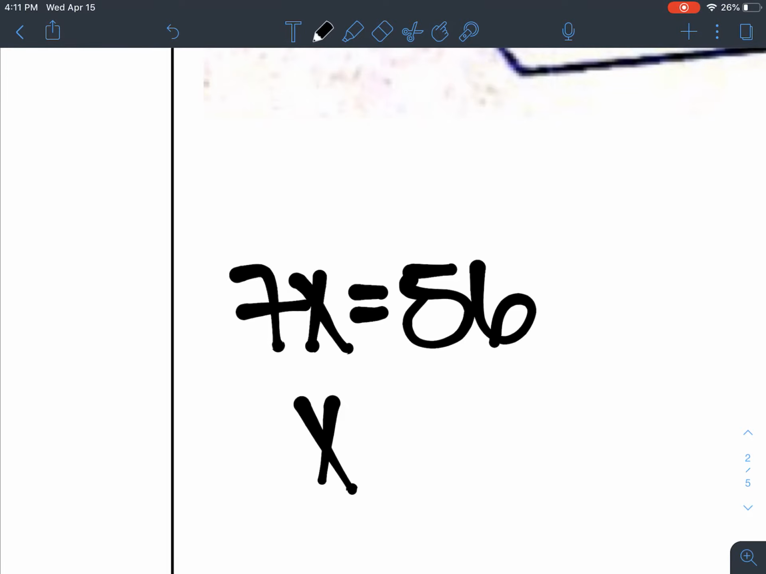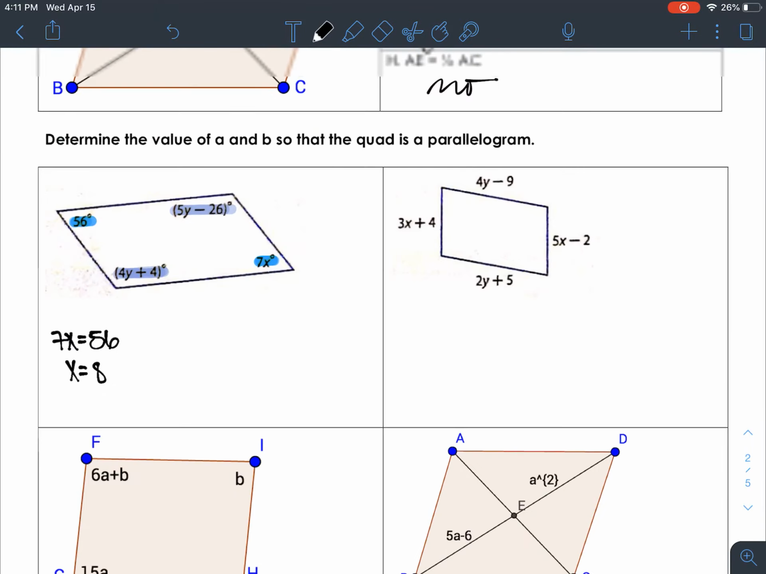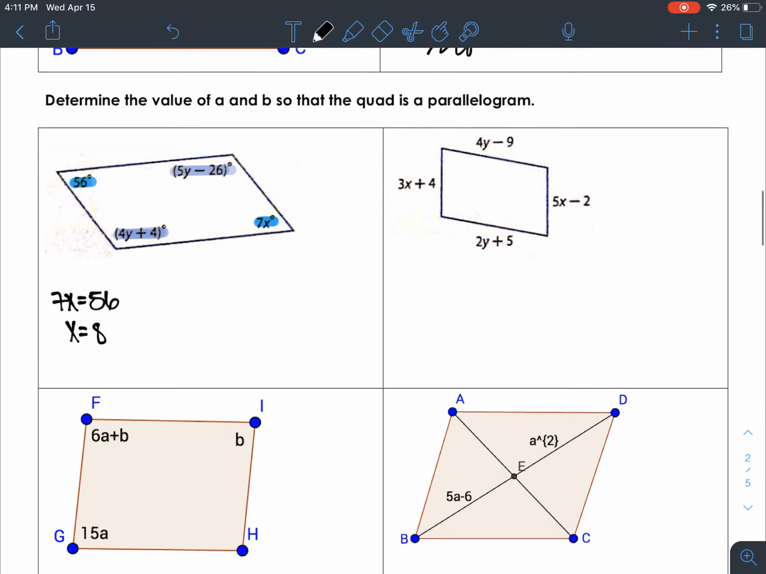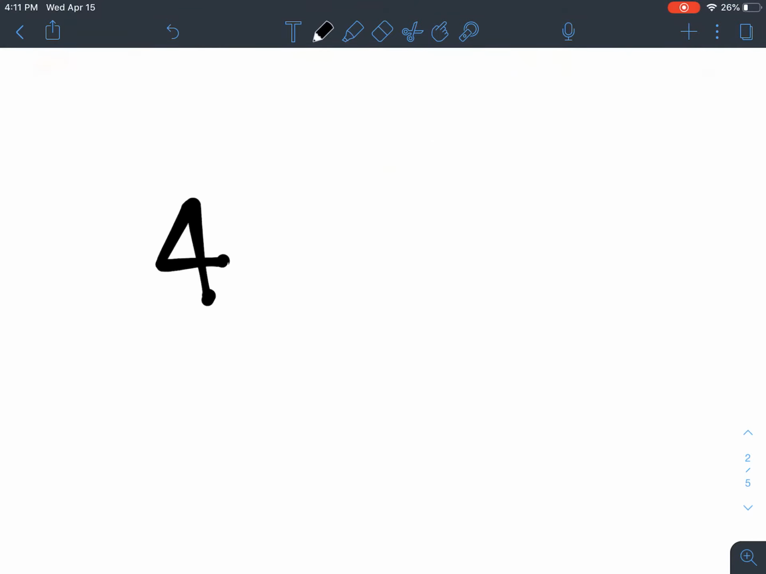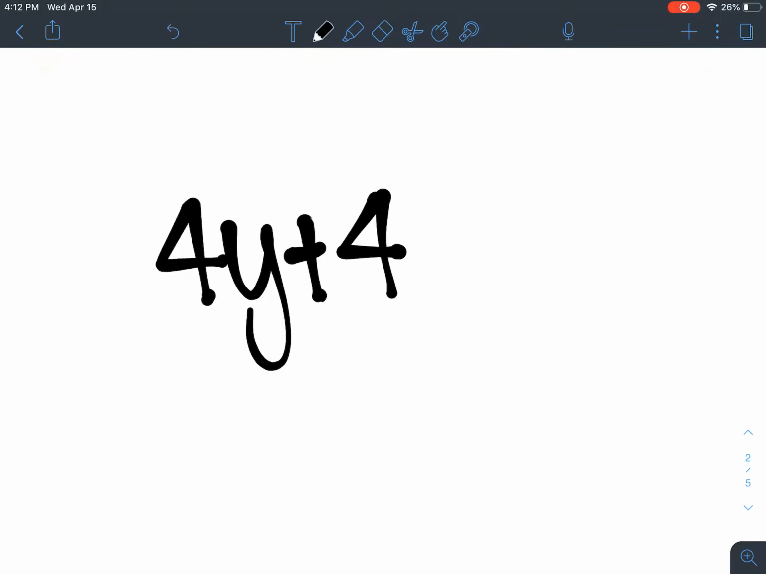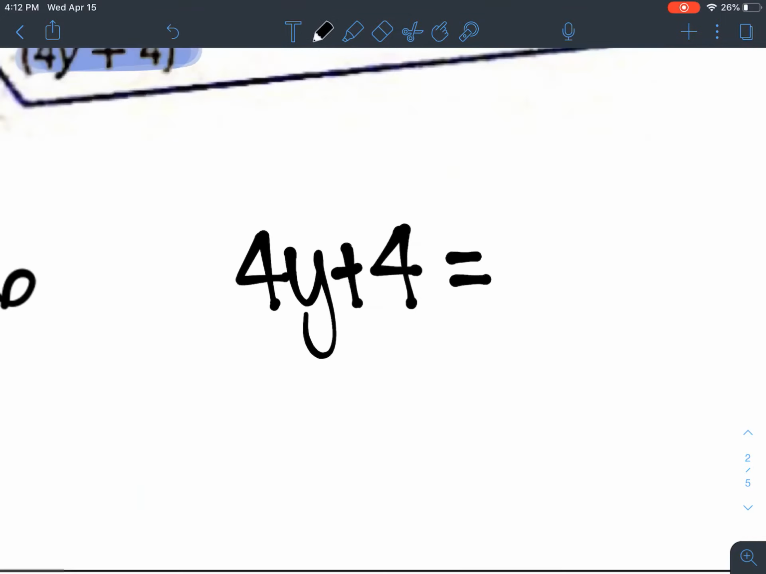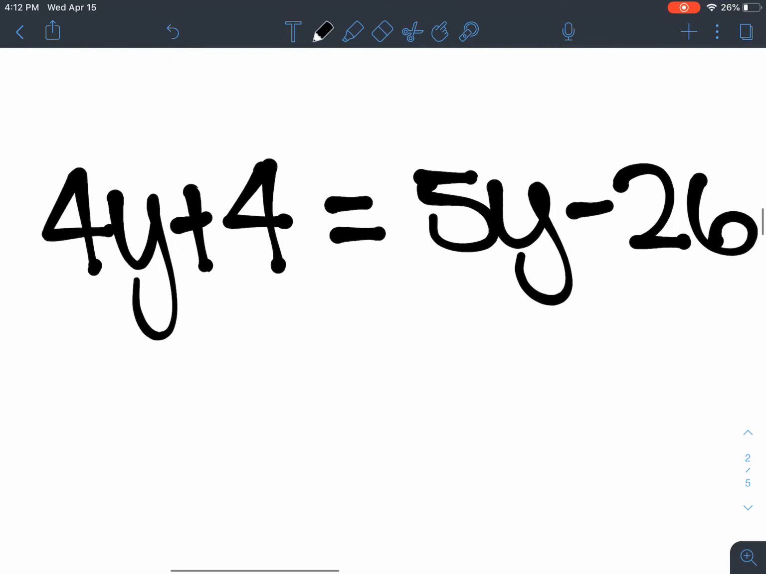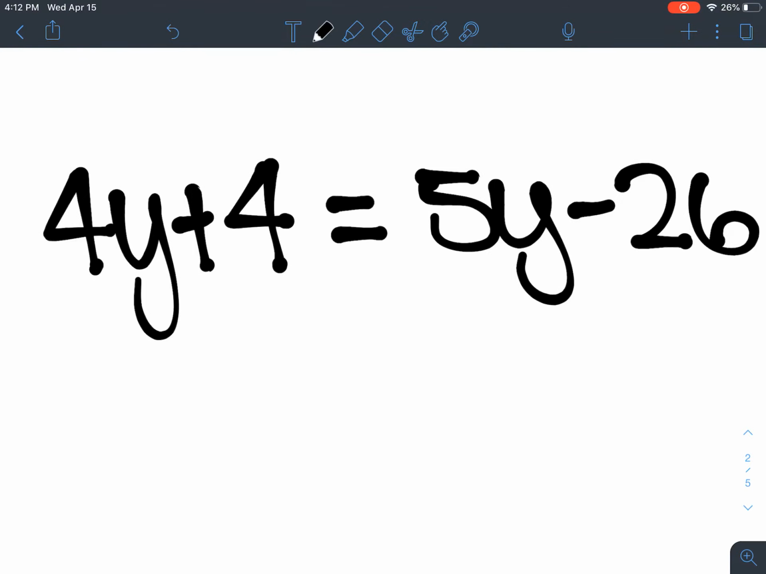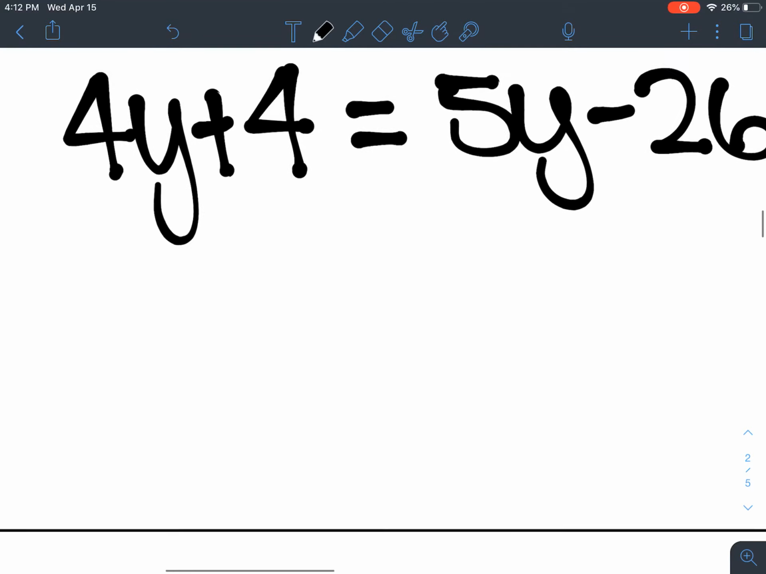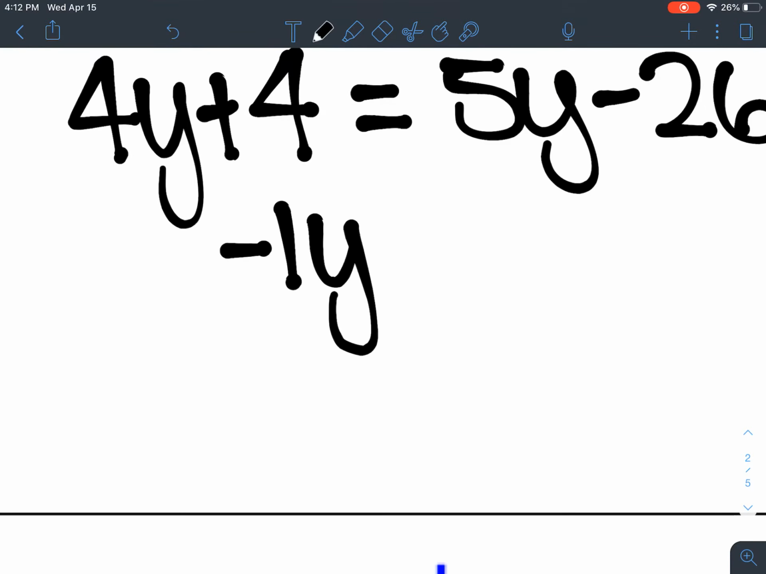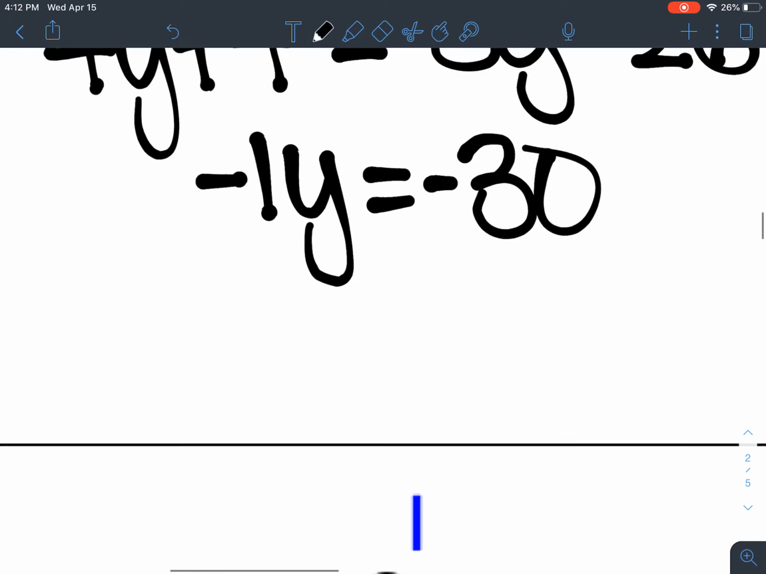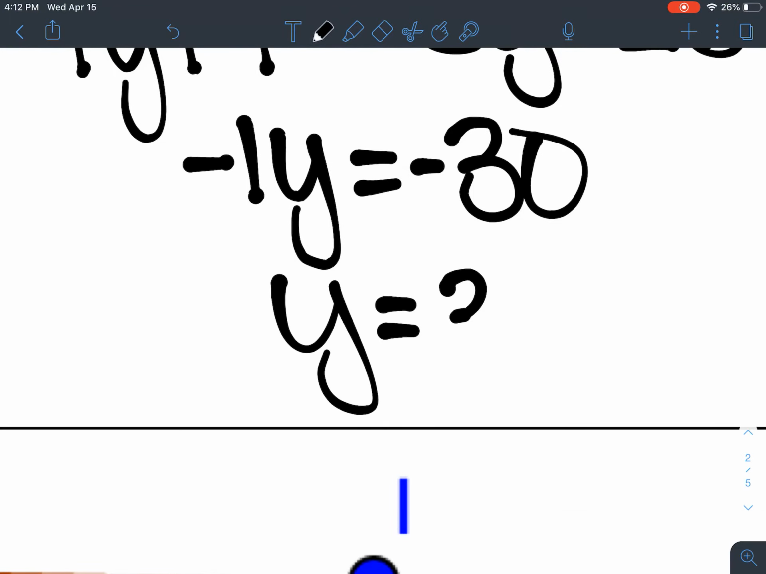Okay. So setting 7x equal to 56, you get x is equal to 8. Nice and easy. Now we're going to set 4y plus 4 equal to 5y minus 26. And so then if I solve, I'm going to subtract the 5y. I'm going to subtract the 4. So I'm going to get negative 1y is equal to negative 30, which means that y is equal to 30.